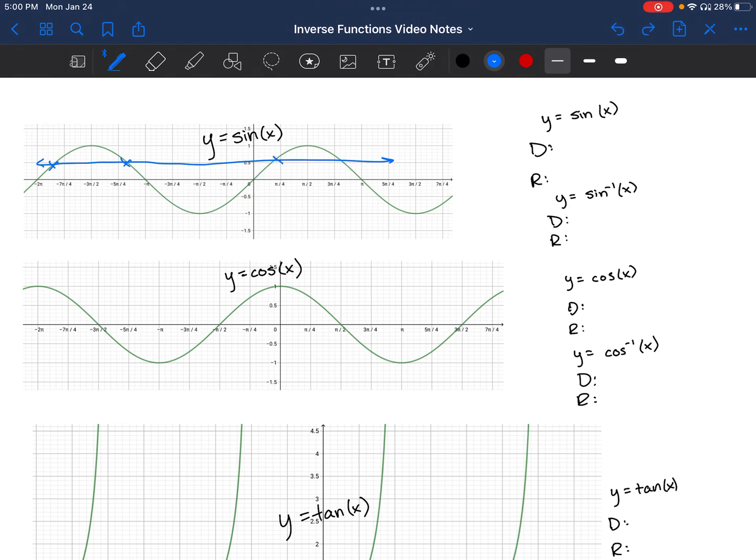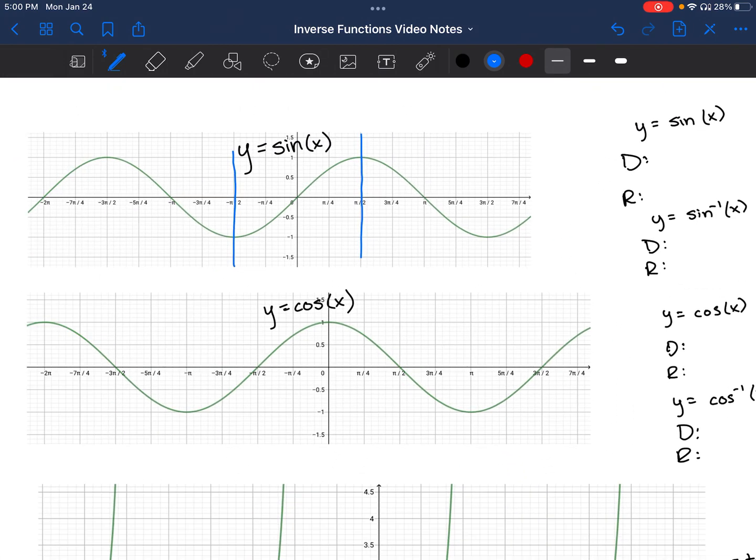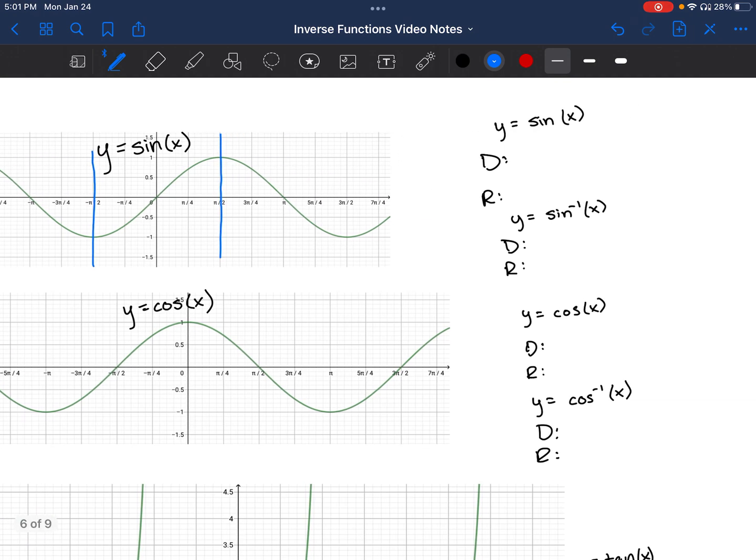So what I need to do is make it one-to-one in order for it to have an inverse. And the way that we do that is we restrict the domain. I'm going to make it so that I cover every value from top to bottom, quite literally top to bottom, and not have any repeats in there. And the way I'm going to do that is I'm going to cut it off right here at its bottom, at its minimum, and right here at its maximum, at its top. Notice that if I zoom in on those x values, that's negative pi over 2 and positive pi over 2. So that's how I'm going to restrict the domain of sine to make it one-to-one. It's going to be from negative pi over 2 to positive pi over 2.